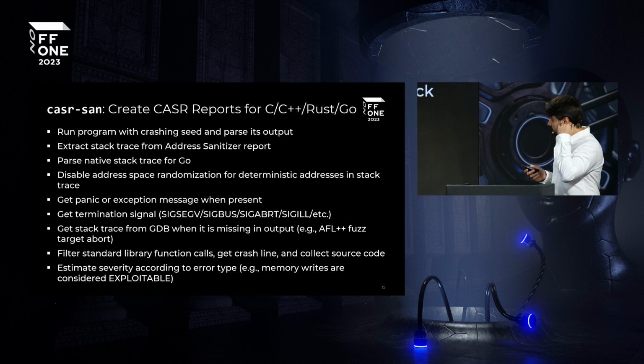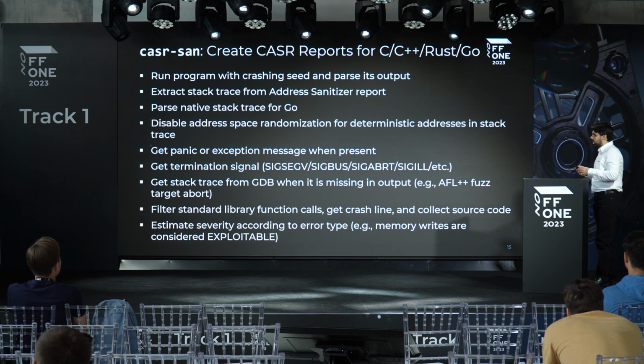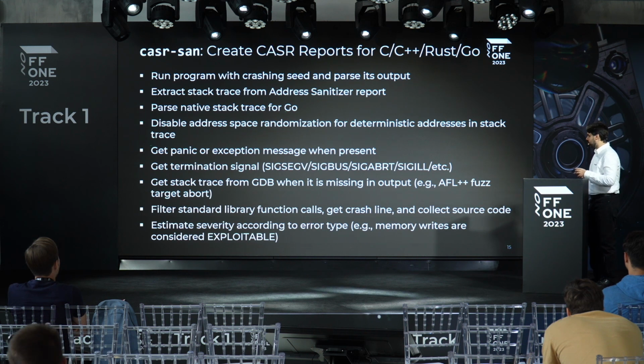Let's move on to the create crash reports tools. CASR SAN runs the program with the crash seed, and then it parses the outputs of sanitizers. So it extracts stack traces. It also extracts panic messages if they are available. It also gets termination signals from an app.